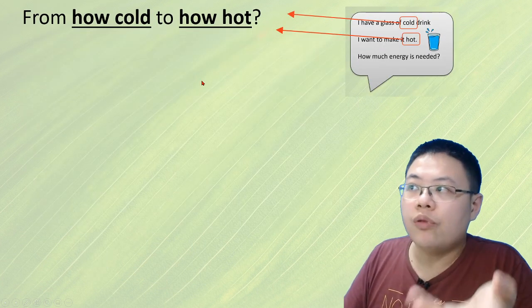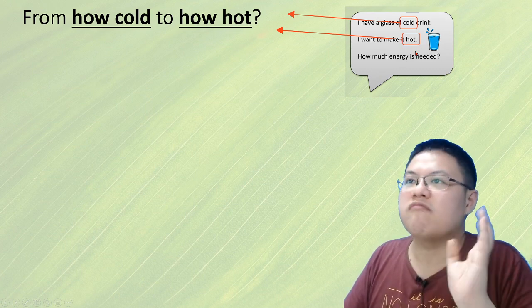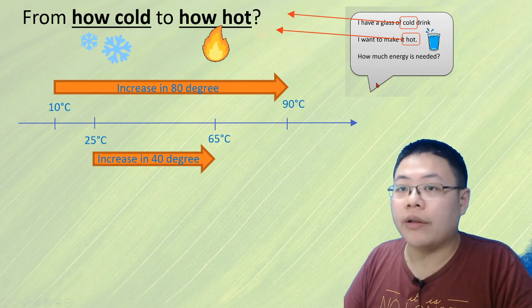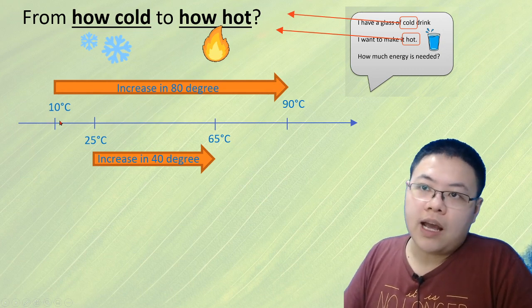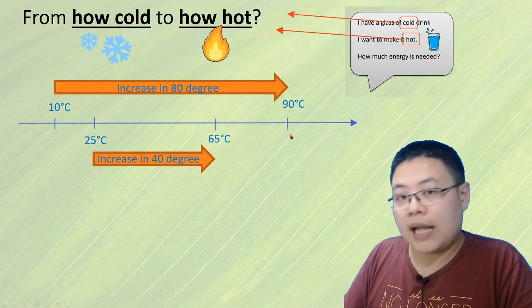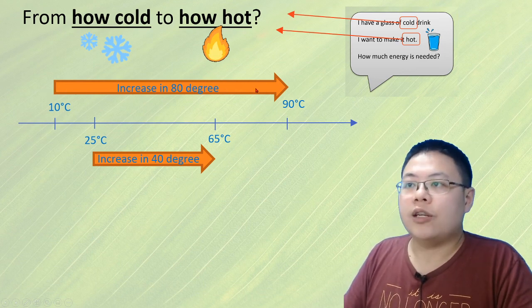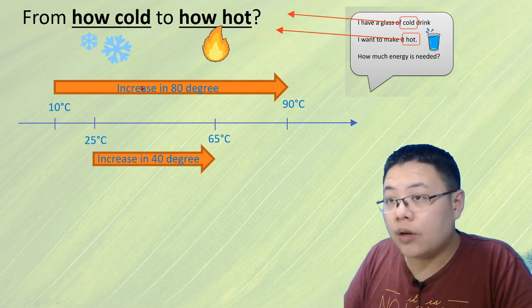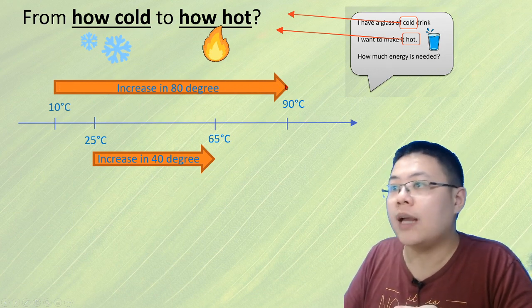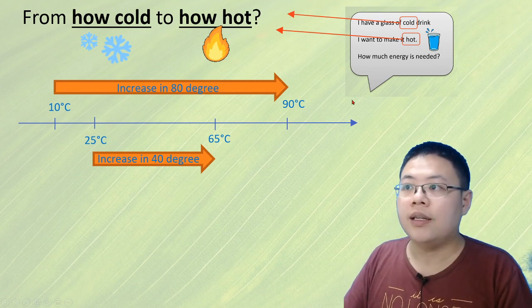Okay, the next problem is make it hot is also vague. Okay, how hot? For example, if the cold water is 10 degrees Celsius and the hot water is 90 degrees Celsius, this is an 80-degree increase. Okay, this is the change in temperature. The change is 80 degrees Celsius.